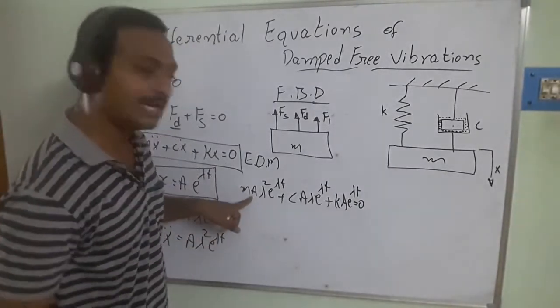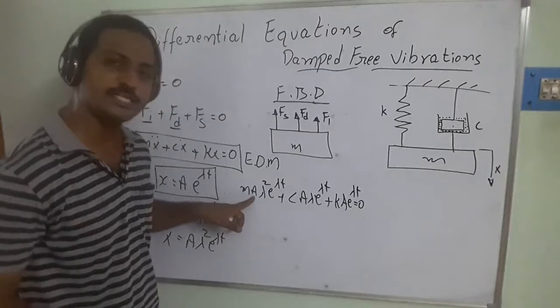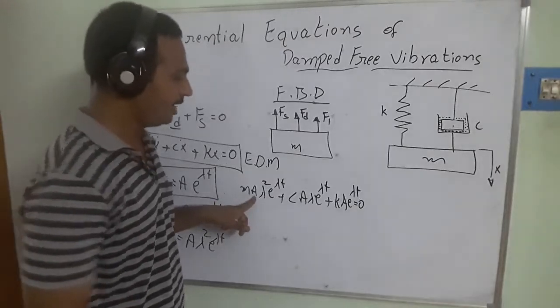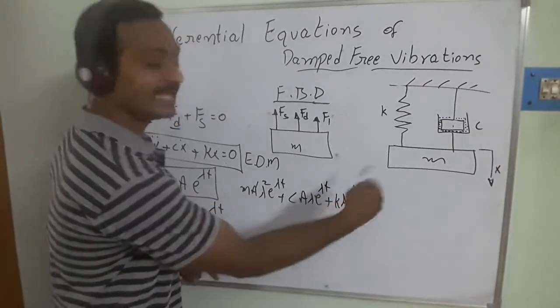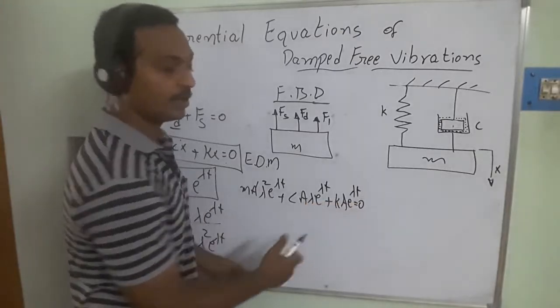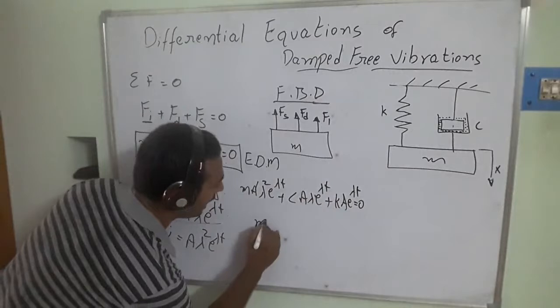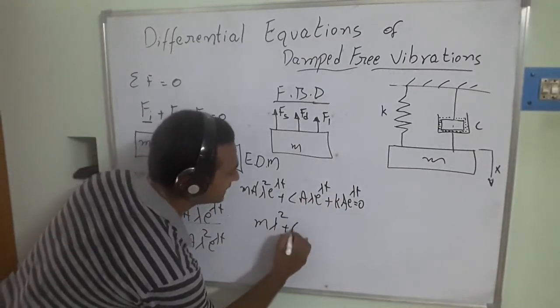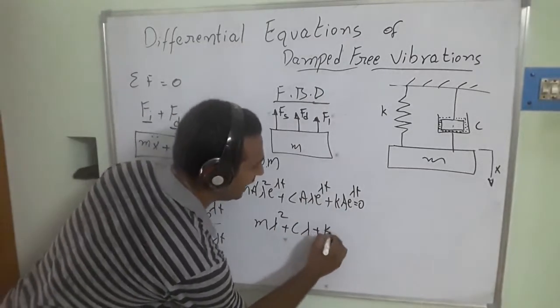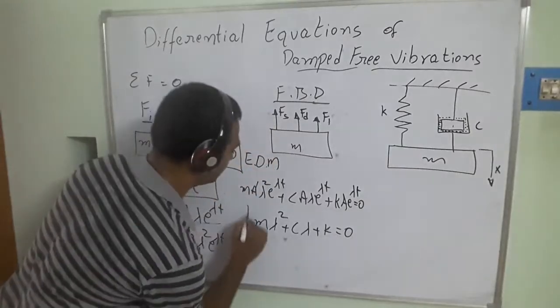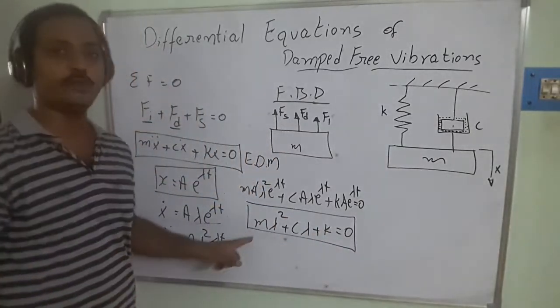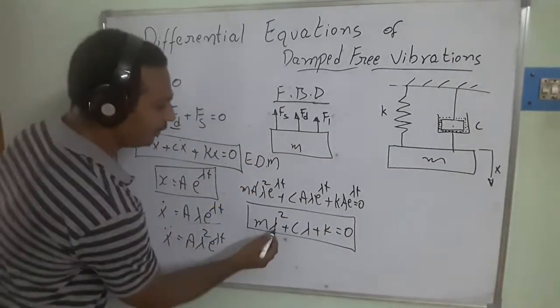In this case, there are some common terms. The maximum displacement of the vibrating system, A, is going to cancel out, and e to the power of lambda t is also common, so I am going to take that to one side. So that's going to be m lambda square plus c lambda plus k is equal to 0. And thus we got a quadratic equation. So now we need to calculate lambda.